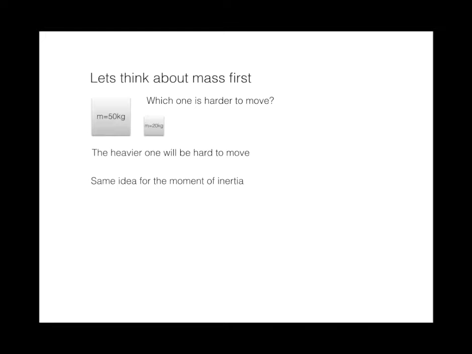Same idea for the moment of inertia. The one with higher moment of inertia is harder to rotate. Let's see an example. If there are two people on the merry-go-round, which one makes it harder to spin if they have the same mass? The one in the center or the one on the edge?